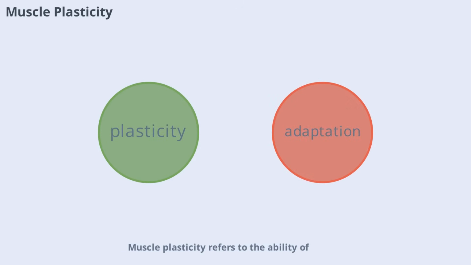Muscle plasticity refers to the ability of muscle tissue to adapt to different demands. This includes changes in fiber type composition, size, and metabolic properties in response to training, disuse, or injury. Such adaptability ensures that our muscles can meet the challenges of various physical activities and recover from setbacks.